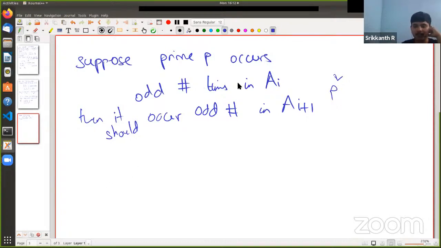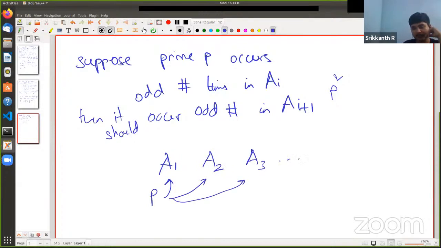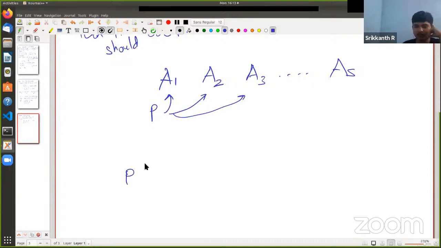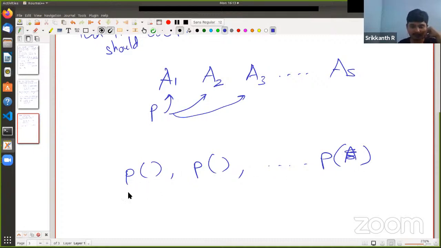So if p occurs an odd number of times in a1, then it will occur an odd number of times in a2 as well, and in a3 as well, and so on. So if a prime occurs an odd number of times in any one of these elements, a1 through as, then it will occur an odd number of times in all the other elements as well. So it will look like p times some number, p times some number. All numbers will contain this prime p, if at all it occurs an odd number of times in any one of the elements.